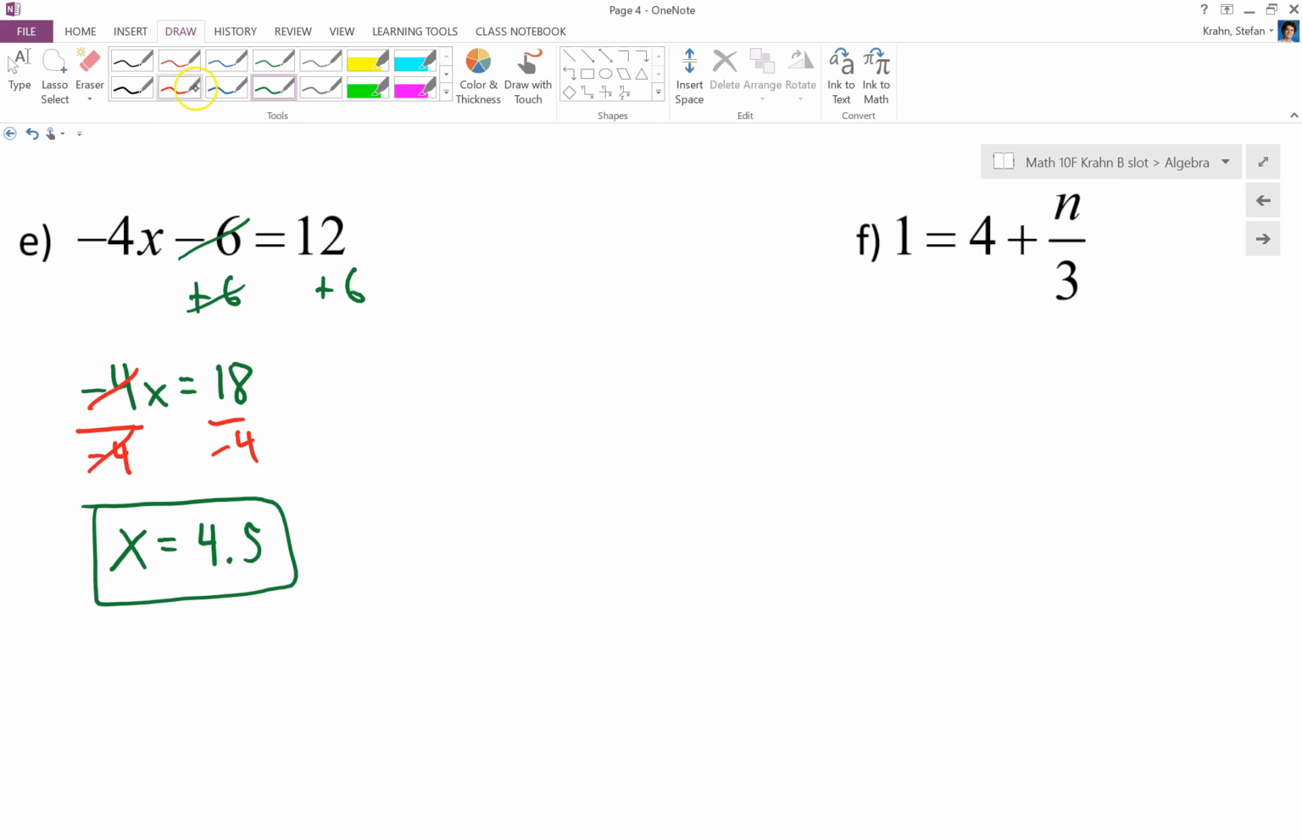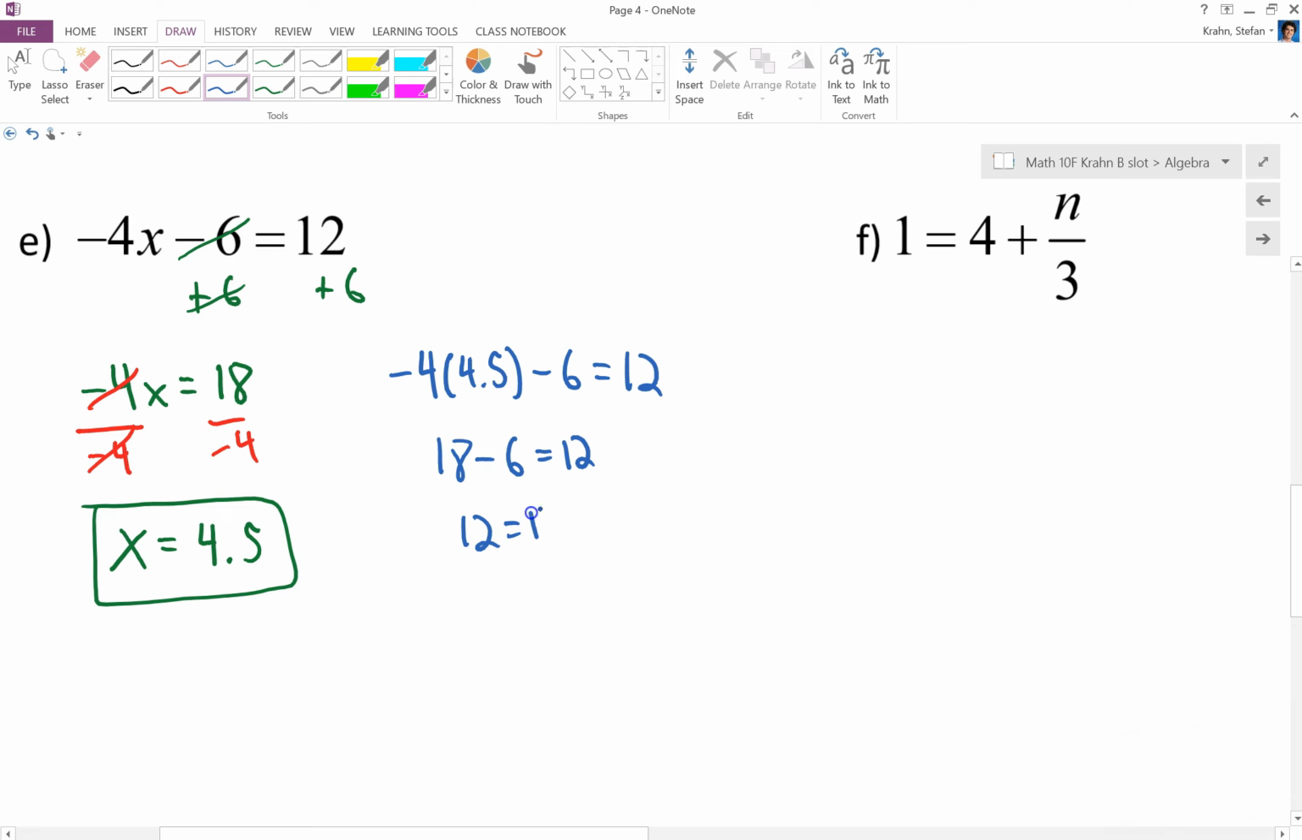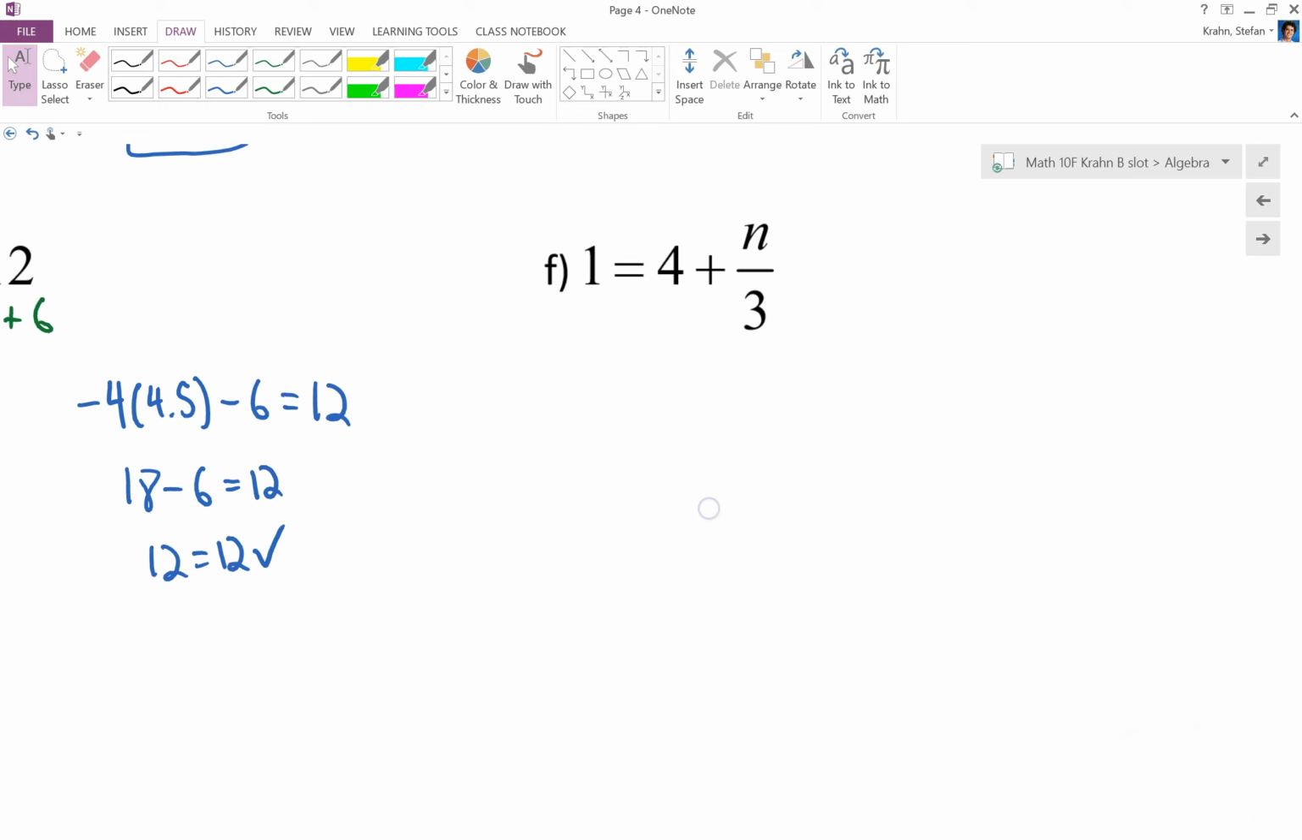You can write it as a decimal, or you can write it as a fraction. Then to check my answer, I will sub it back in. And let's see here, minus 4 times 4.5 is going to give me 16, 17, 18. 18 minus 6 equals 12. And 18 minus 6 does equal 12. Okay, on to the last one for this video.